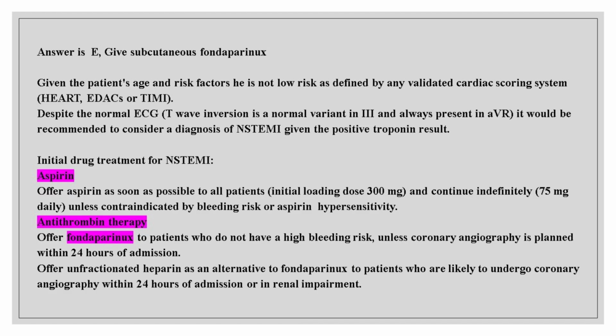Initial drug treatment for NSTEMI. Aspirin. Offer aspirin as soon as possible to all patients. Initial loading dose 300 mg and continue indefinitely, 75 mg daily, unless contraindicated by bleeding risk or aspirin hypersensitivity. Antithrombin therapy. Offer fondaparinux to patients who do not have a high bleeding risk, unless coronary angiography is planned within 24 hours of admission. Offer unfractionated heparin as an alternative to fondaparinux to patients who are likely to undergo coronary angiography within 24 hours of admission or in renal impairment.